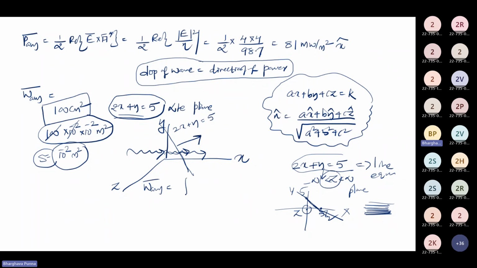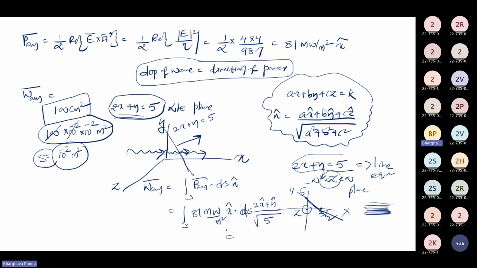The average power formula is equal to the surface integral of power density dot ds n cap. So simply we can take here 81 milliwatts per meter square. This is in the x direction. ds is the surface, otherwise you write ds only now. And what is the n cap direction? 2x cap plus y cap. Z is not available. Divided by square root of 4 plus 1, that is 2 square plus 1, which is 5.